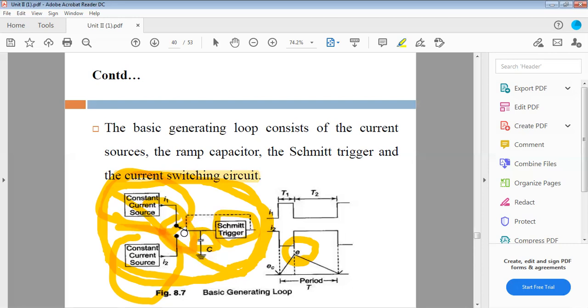Now the switching circuit connects the ramp capacitor to the lower constant current source. The lower constant current source provides the reverse current which discharges the capacitor, and when it reaches a zero value, the Schmitt trigger again changes its state from low to high. Again it is connected through the switching circuit and this process is repeated.